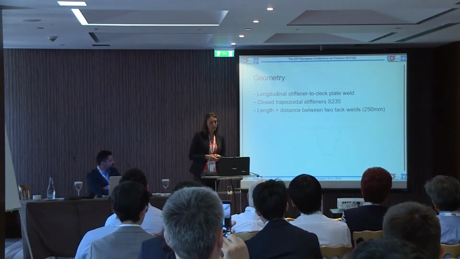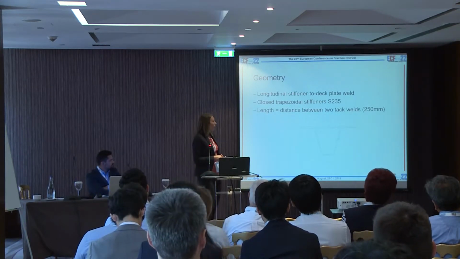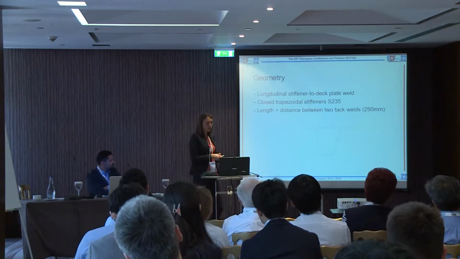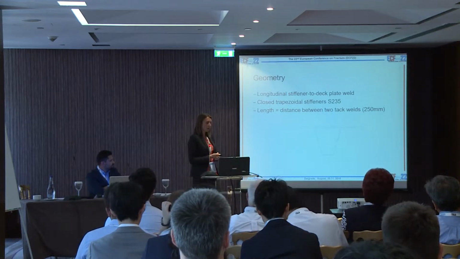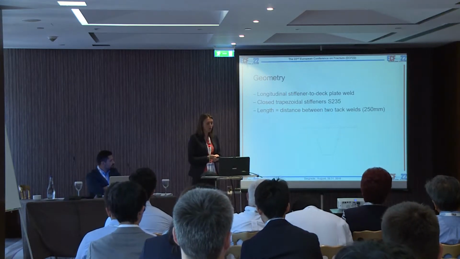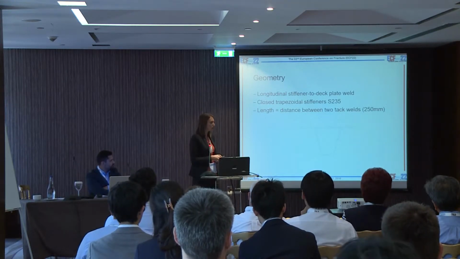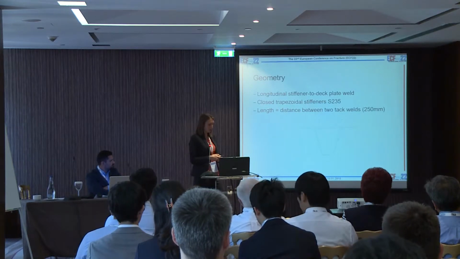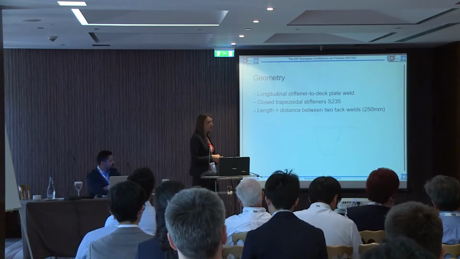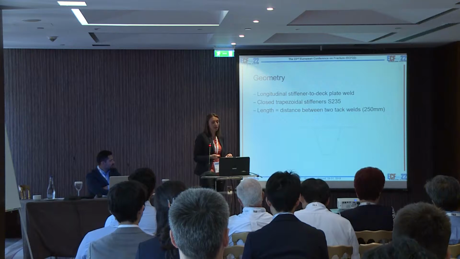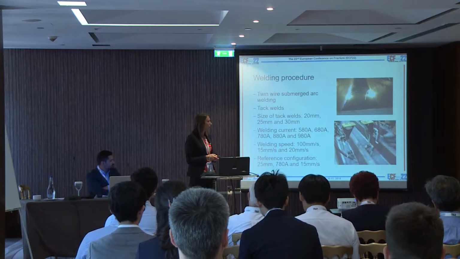The geometry that we looked at was the longitudinal stiffener to deck plate weld, as you can see here. We have a weld throat of 7 millimeters, and the longitudinal stiffeners have a closed trapezoidal shape. The steel which was used was structural steel with a yield strength of 235 megapascals. The length which was taken into account for the simulation is 250 millimeters. This is equal to the distance between two subsequent tack welds.